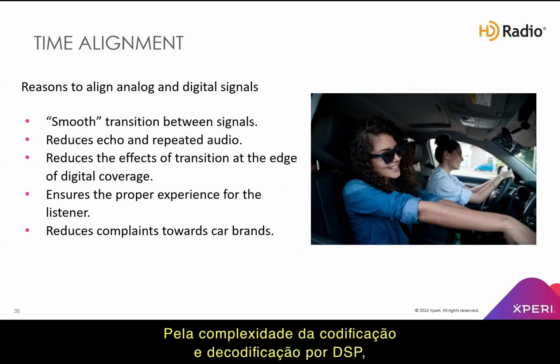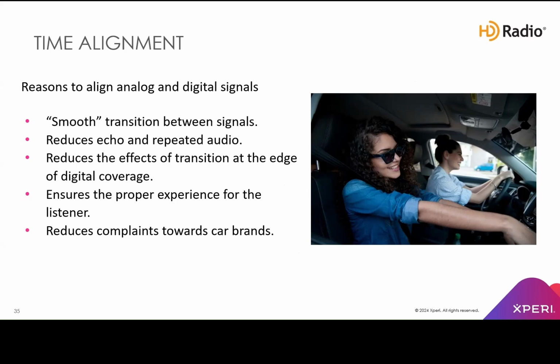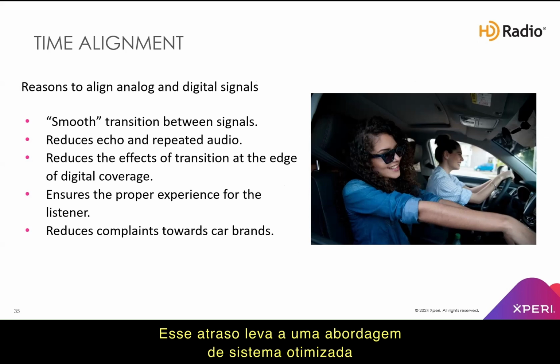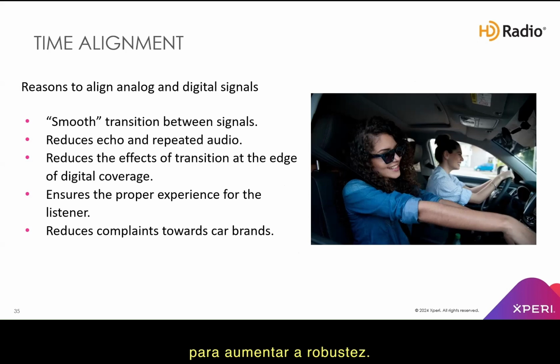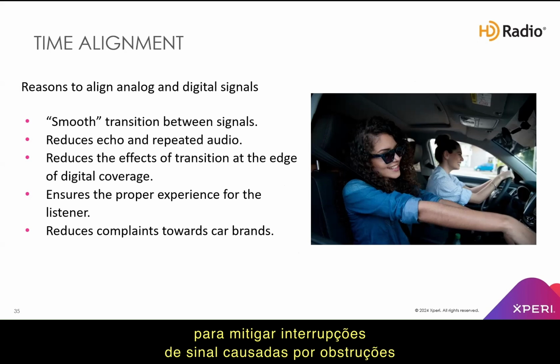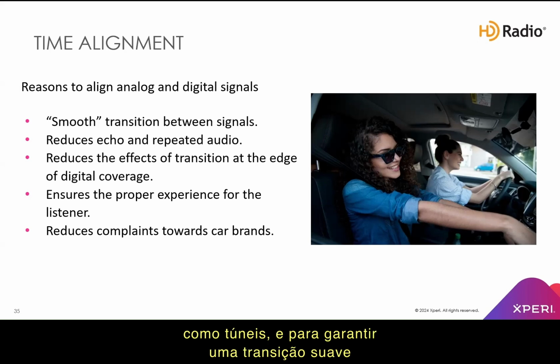Due to the complexity of encoding and decoding through DSP, real-time digital transmission isn't feasible. This delay leads to an optimized system approach to enhance robustness. This optimization results in a 4.5-second intentional diversity delay to mitigate signal interruptions caused by obstructions like tunnels, and to ensure a smooth transition to the analog or backup digital channel if the primary digital signal is lost.